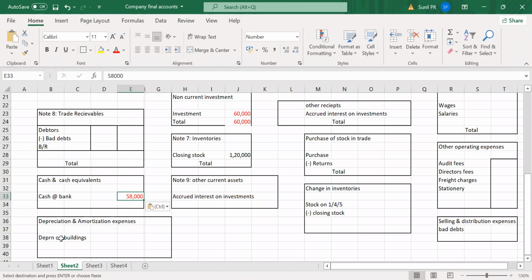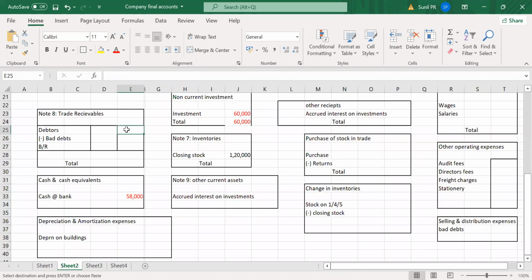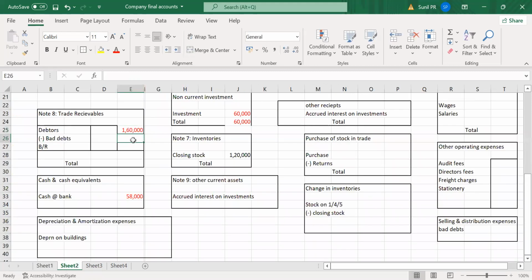Next, trade receivables. Trade receivables means, I told you, debtors and bills receivable. Just see in the problem, any debtors is there. Debtors is 1,60,000. And always debtors will have an adjustment also. There is write off bad debts 10,000. I am writing debtors first, and next one is bad debts. Bad debts will be there in the adjustment. So I'm taking it first in this note. Afterwards, I'm going to take it in income statement. So first we are doing the balance sheet. First take it off in balance sheet. So minus bad debts. Bad debts is 10,000.